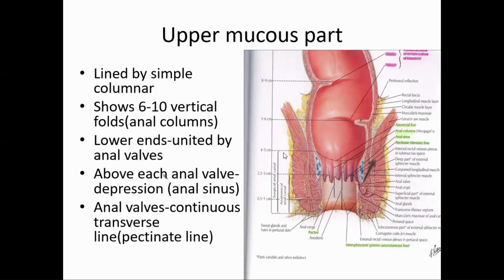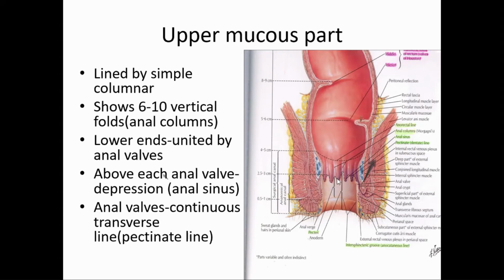There are 6 to 10 vertical or longitudinal mucosal folds present. These longitudinal mucosal folds are called the anal columns of Morgagni. Their number is about 6 to 10. And the lower ends of the anal columns are connected by the anal valves.